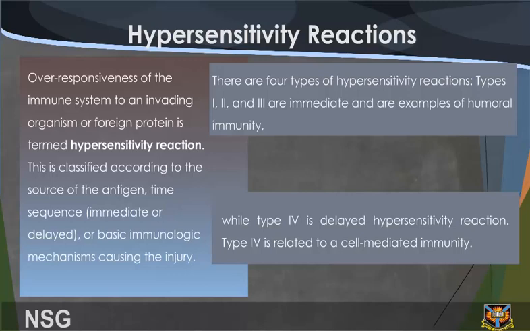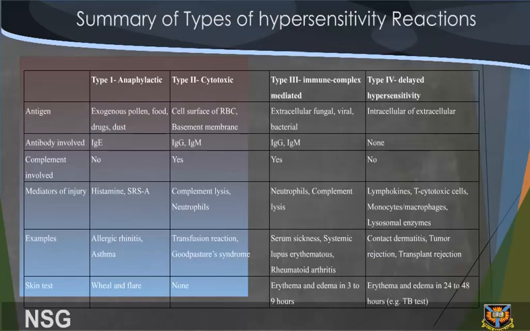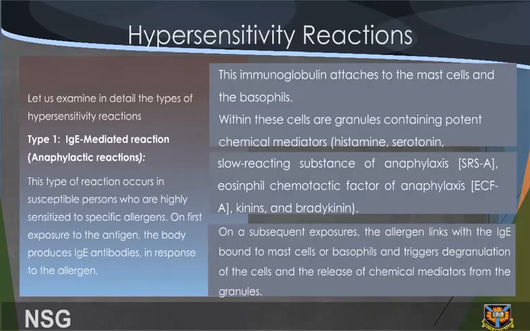Types 1, 2, and 3 are immediate and are examples of humoral immunity, while type 4 is a delayed hypersensitivity reaction. Type 4 is related to cell-mediated immunity. Summary of types of hypersensitivity reactions. See table. Let us examine in detail the types of hypersensitivity reactions.